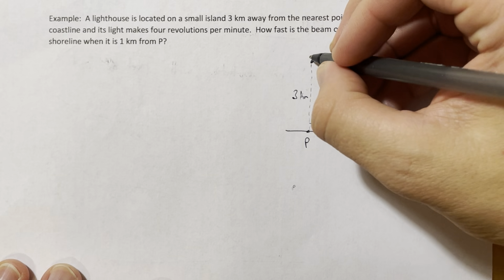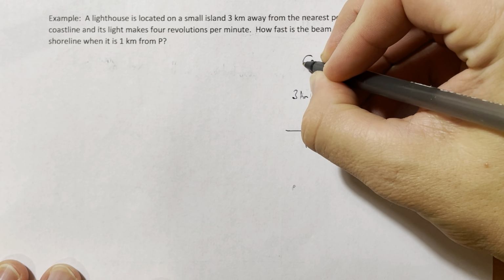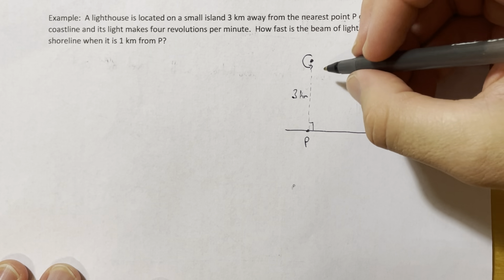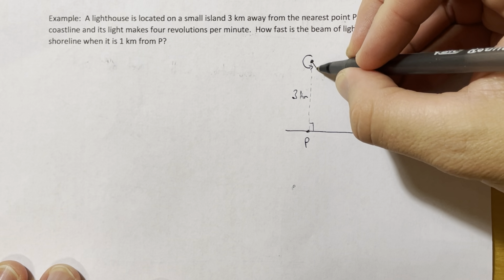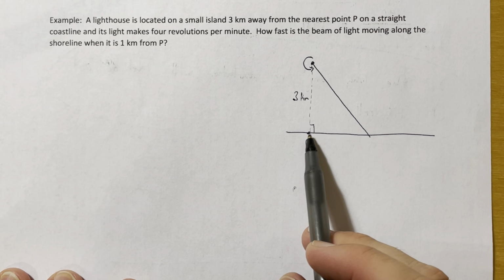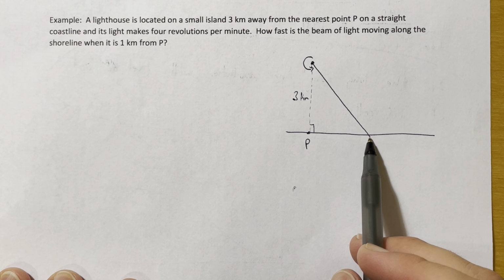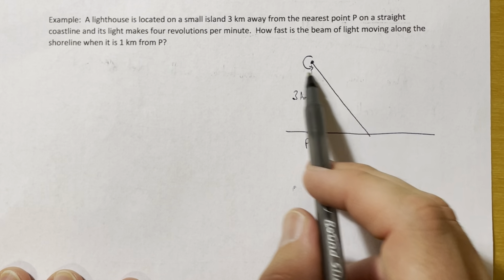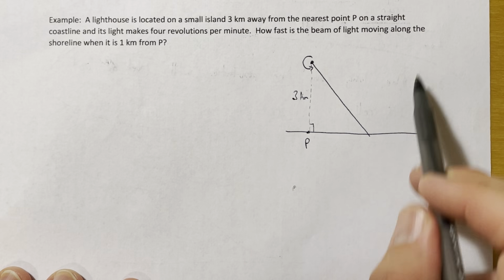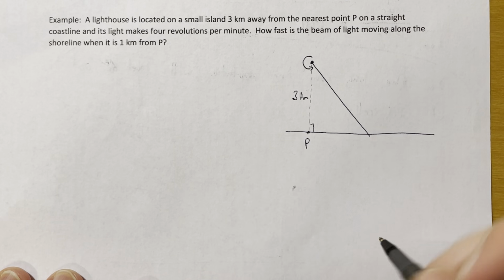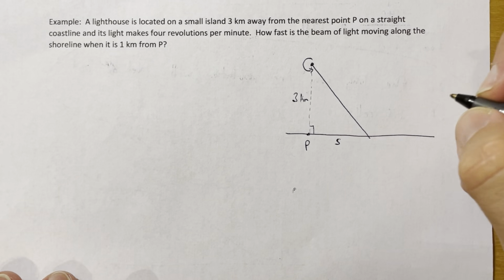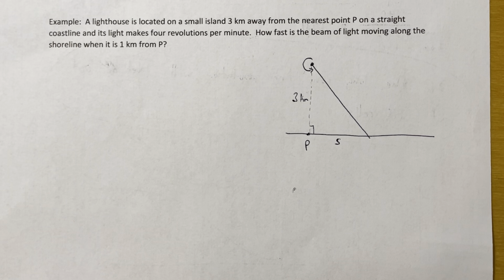Okay, now what's going to happen is this light, from this lighthouse, it's rotating. That's how a lighthouse works. And at some point in time, we're going to have a beam of light shining down here. This distance from P to this point here is going to be changing because as the lighthouse rotates, that beam of light is moving, constantly moving in this repetitive pattern. And so I'm going to assign a name to that. I'm just going to call it S. S for shoreline, I guess.